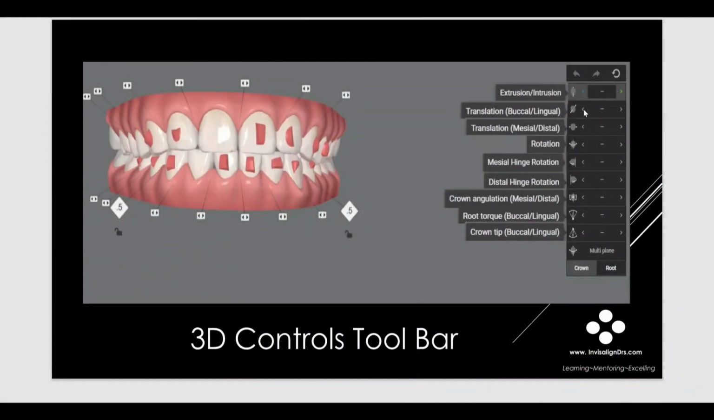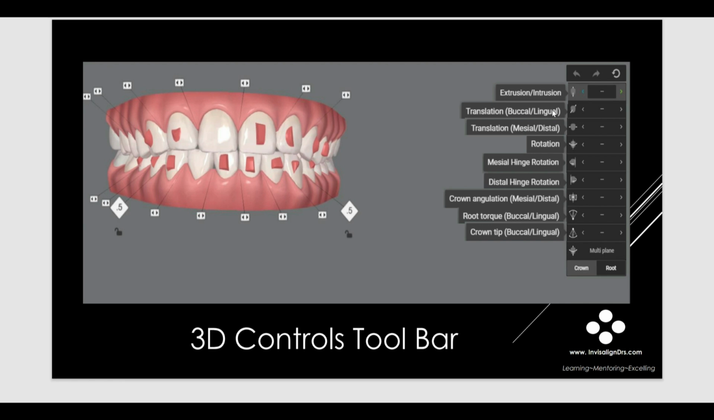So this graphic shows it right here. And you can see that there's all these icons here, and here are the descriptions of them. So there's all these tooth movements associated with Invisalign treatment. And let's go over these real quick. The top one right here is for intrusion or extrusion. This one right here is for buccal lingual translation.